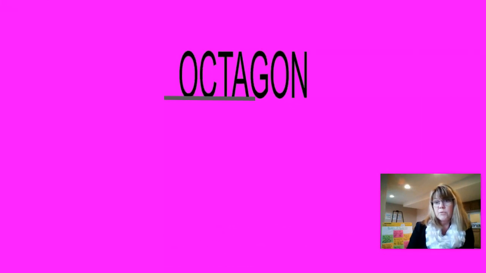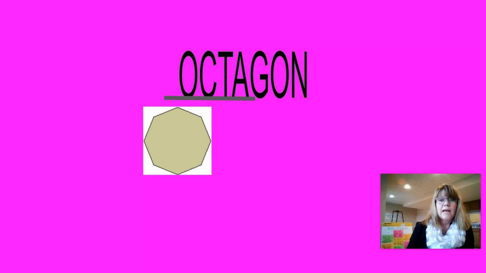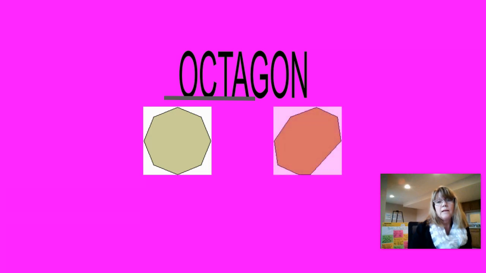Octagon. You know an octopus has how many legs? You're right, 8. So an octagon has 8 sides. Octa means 8, both in Latin and Greek. And this one here is your regular octagon, and your irregular octagon. All of them have 8 sides, which means they have 8 angles.